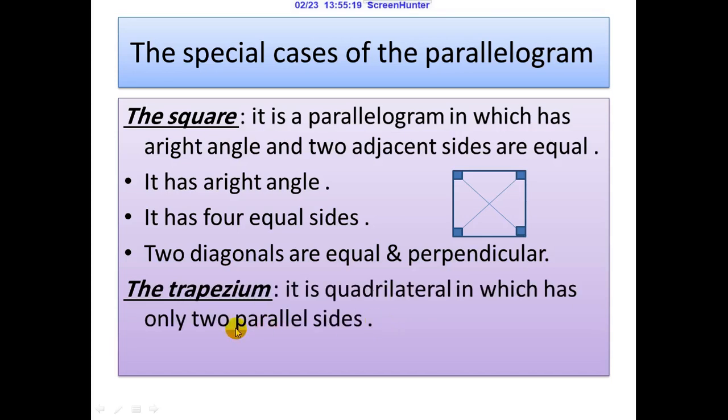Finally, we are going to talk about the last shape here, which is the trapezium. It is a quadrilateral which has only two parallel sides, like that. The trapezium is a quadrilateral which has only two parallel sides. I mean, only these two sides are parallel. Okay? Let's see the exercise on this lesson.